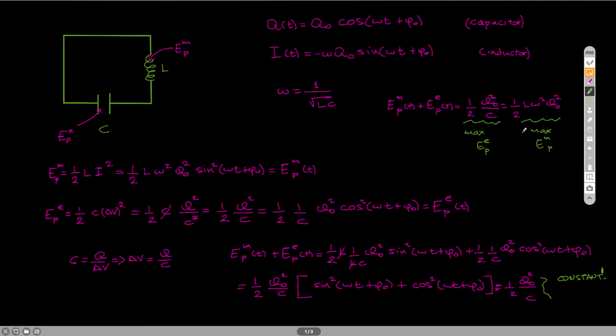Using everything that I've said so far, the magnetic potential energy in the inductor oscillates between 0 and the maximum value. The potential energy stored in the capacitor oscillates between 0 and its maximum value. The sum of the two stays constant, because when one of them is maximum, the other one is 0, and the other way around. The sum of the two potential energies is equal to either the maximum electric potential energy or the maximum magnetic potential energy in the LC circuit.